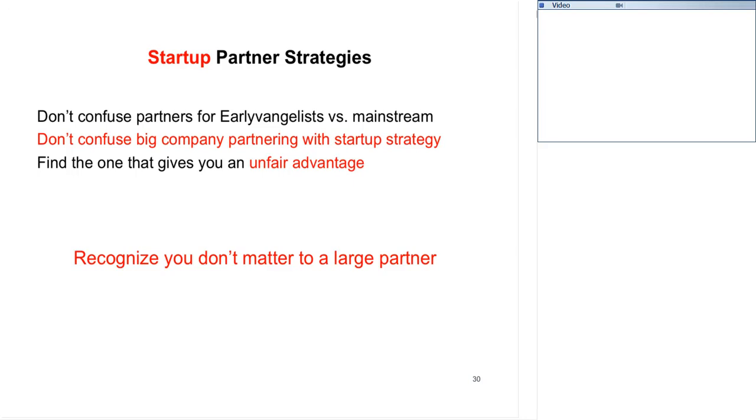If you can find a partnering strategy that gives you an unfair advantage, that is a unique thing. But underneath it all, recognize you don't matter to a large partner. You need to figure out how you can matter to the end customer, to the person who's ultimately paying. And if you really matter to that end customer, then partners will help you out. But that's really what you've got to focus on. How are you delivering value to customers, and then the partners may well come along.